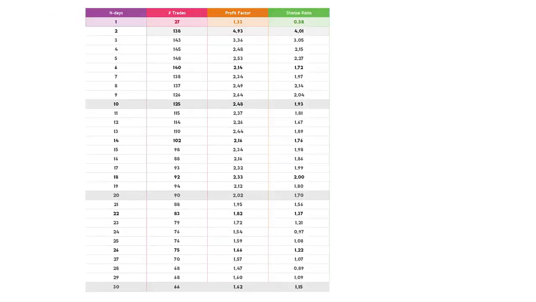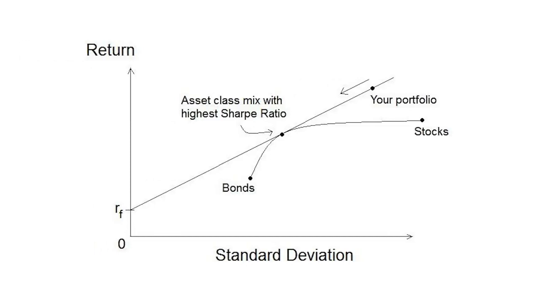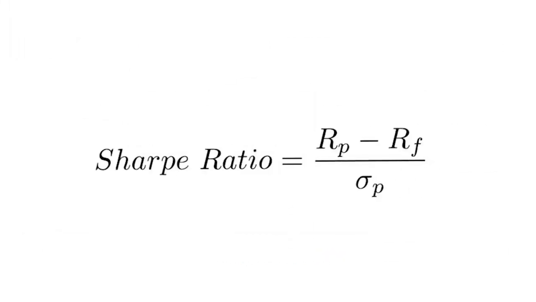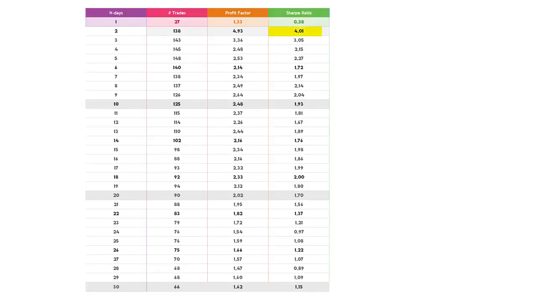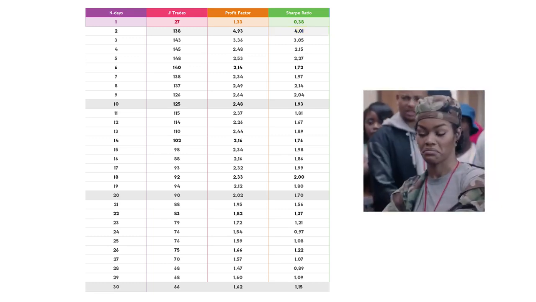Next, we have the Sharpe ratio. Sharpe ratio compares the return of an investment with its risk. Here's the formula if you want to check it out. Basically, the higher the number is, the better, which again, the 2-day divergence took the lead with a Sharpe ratio of 4.01, which is really impressive.